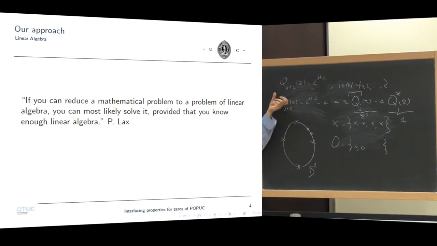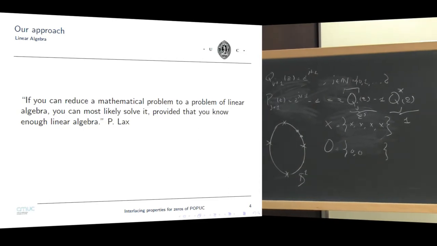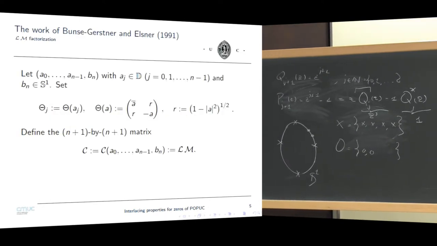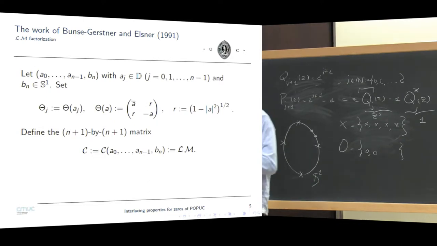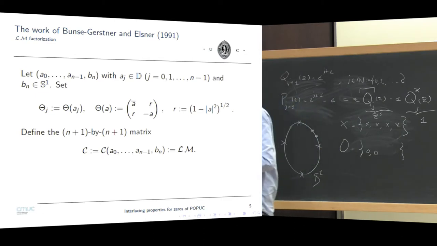using these polynomials, but I prefer to rewrite our problem as an eigenvalue problem for certain companion matrices, and of course, unitary matrices with simple eigenvalues on S1. And these matrices were introduced by Bunse-Gerstner and Elsner in 1991. Essentially, this will be the companion matrix for the paraorthogonal polynomial of degree n plus 1, where we fix n.